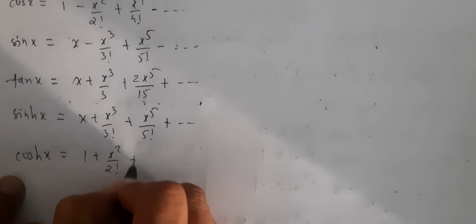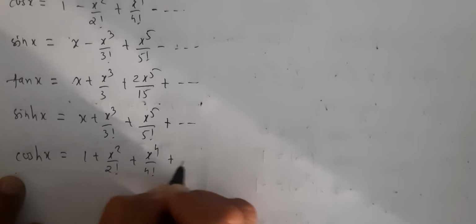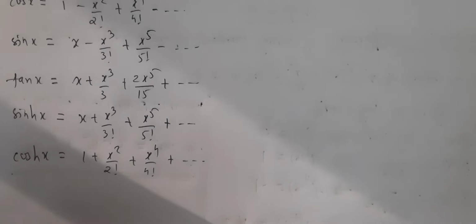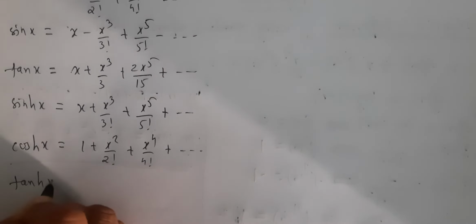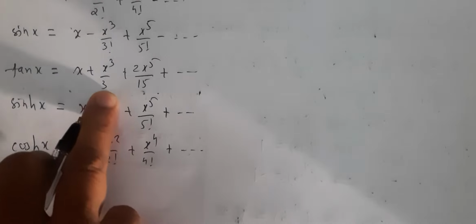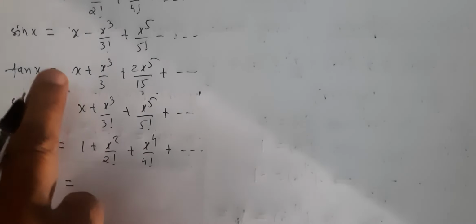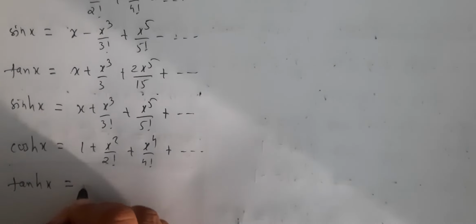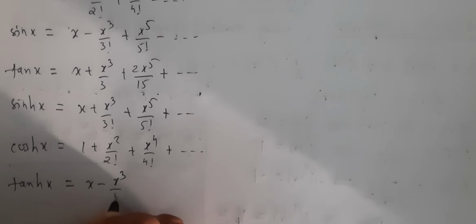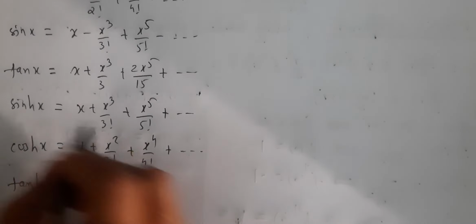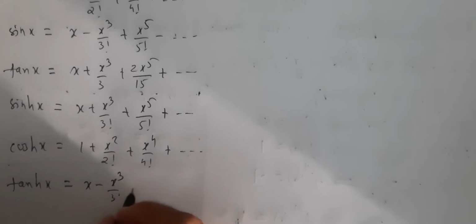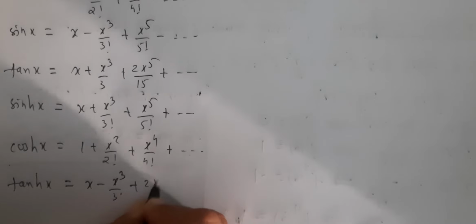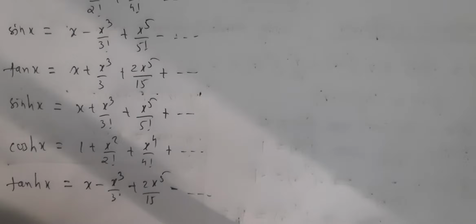So this is my point. Every time I am telling you, don't just mug up. It's very difficult if you mug up. You can remember in this way. Same way you have for tan hyperbolic x, which is again what we have for tan x. In tan x we have all plus. For hyperbolic it's the same but alternate plus minus. So tan x is x plus x cube by 3. So I will have x minus x cube by 3 plus 2x raised to 5 by 15 minus etc.